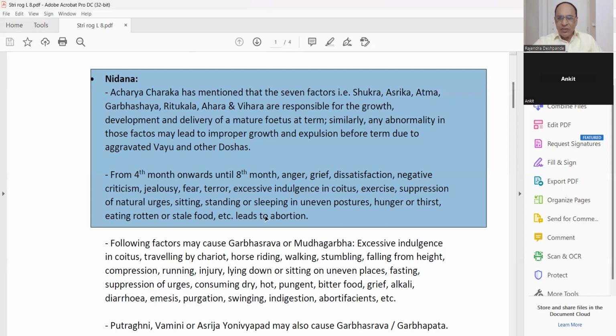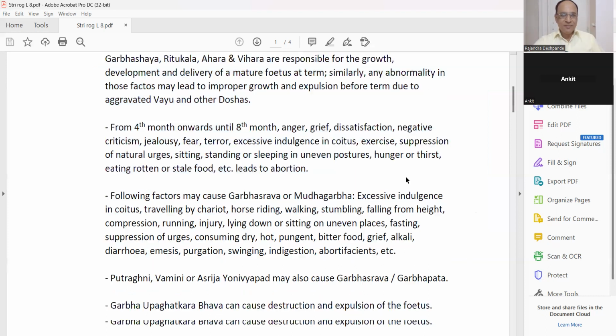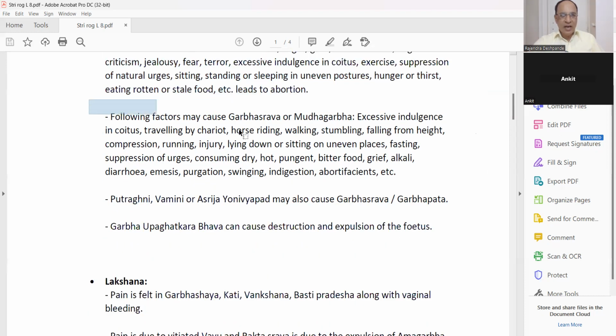Sitting, standing, or sleeping in uneven posture. For example, I am sitting like this. Can you see me? Abnormal sitting. Sir is not sitting properly. Now, if I go back on my chair and sit straight, then this is the proper sitting. Are you getting it? Then I am sitting like this. This is not proper sitting. So sitting and standing should be very correct. Uneven postures are wrong. Hunger or thirst, eating rotten or stale food leads to abortion according to Ayurveda. Okay? Next, we are seeing the causes, nidana.